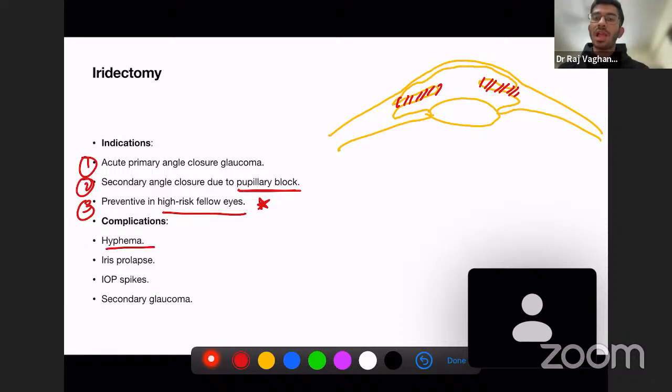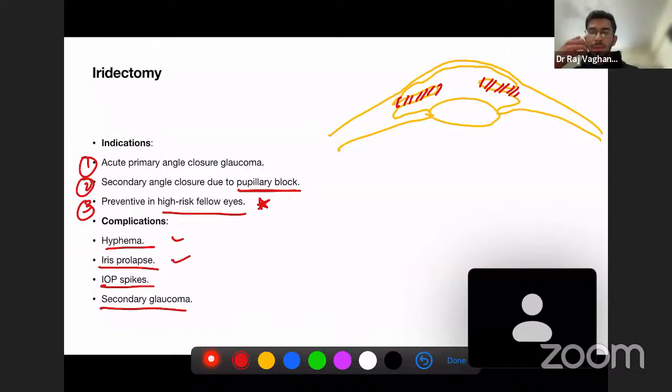Complications: there can be hyphema, iris prolapse, IOP spikes, secondary glaucoma. Hyphema means collection of blood in the anterior chamber. Iris prolapse means your iris can get prolapsed into your cornea, or it can come out of your eye.